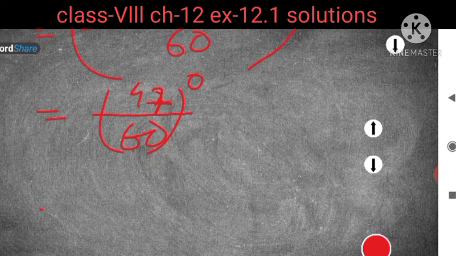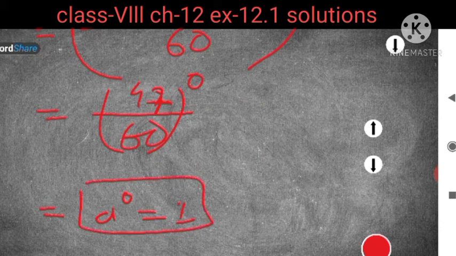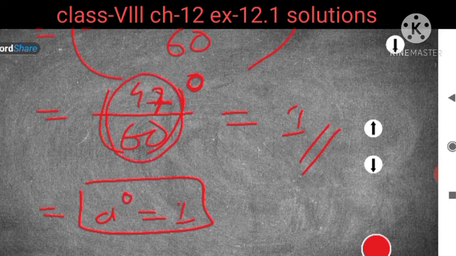Now what do we know? We know a to the power 0 is equal to what? 1, isn't it? So using this, any integer whose power is 0 will always be equal to 1. So what is the answer for this question? The answer will be 1, because it doesn't matter what the integer is, if the power is 0, then the value will be 1. Okay, hope you have understood. Now come to the next question.